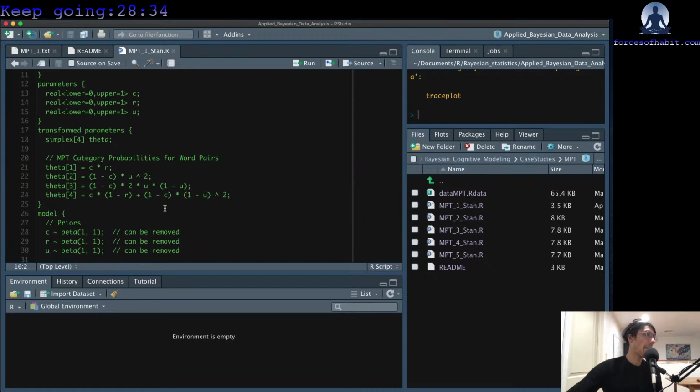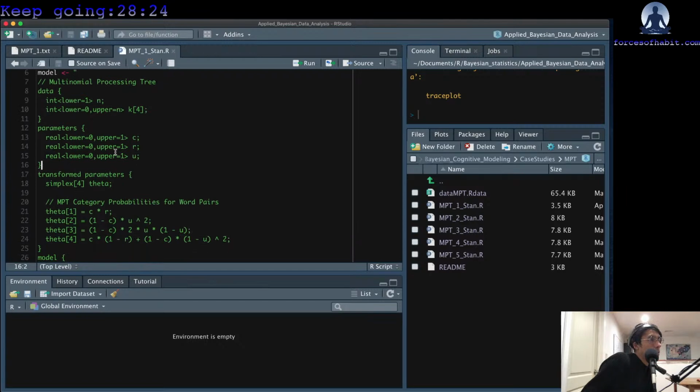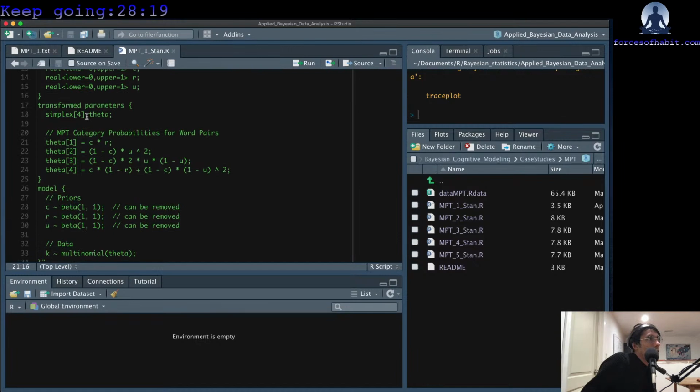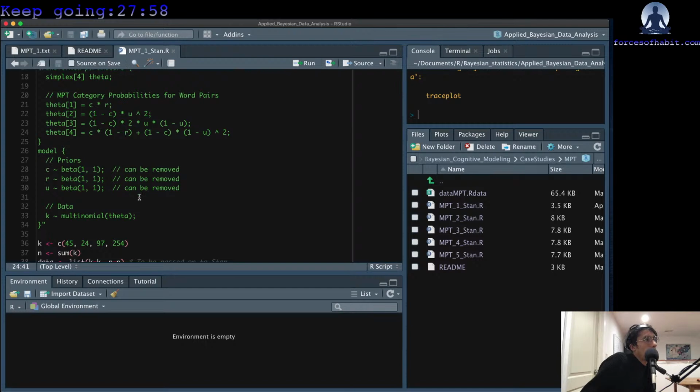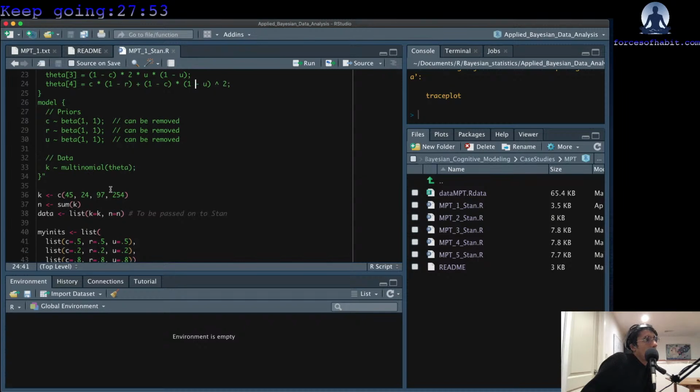And then we use a simplex for the theta. We don't specify that above, but we're going to have 4 theta parameters, and we're going to use a simplex here to specify. Within it, we write out each of the specifications for the corresponding categories. Now we'll set uniform priors here, and then we do K as multinomial. This should work nicely.